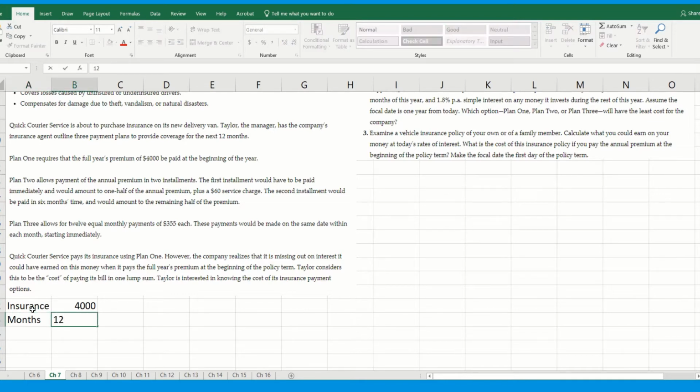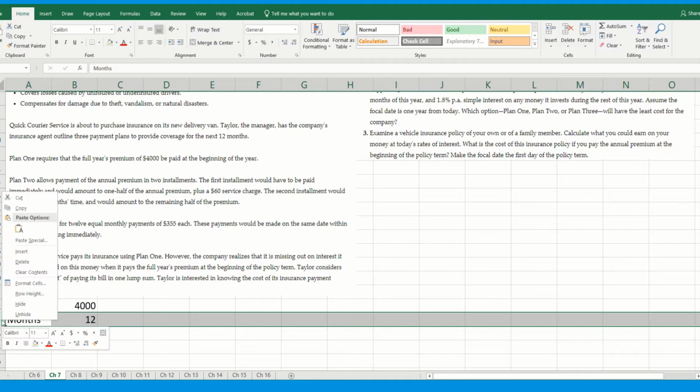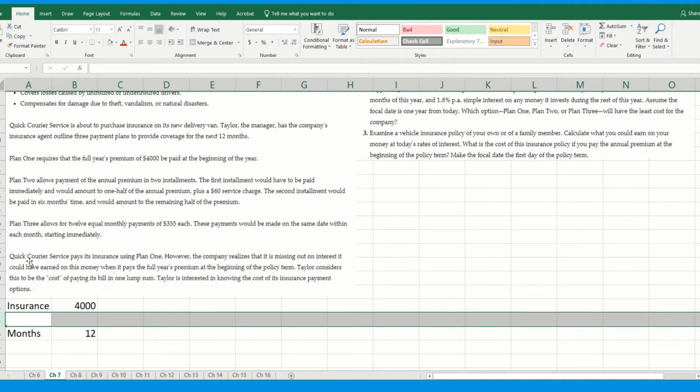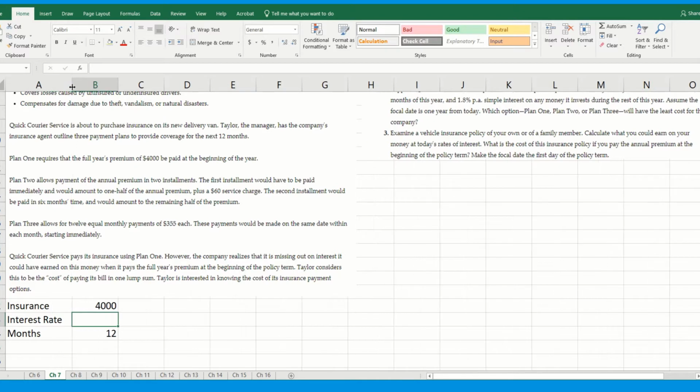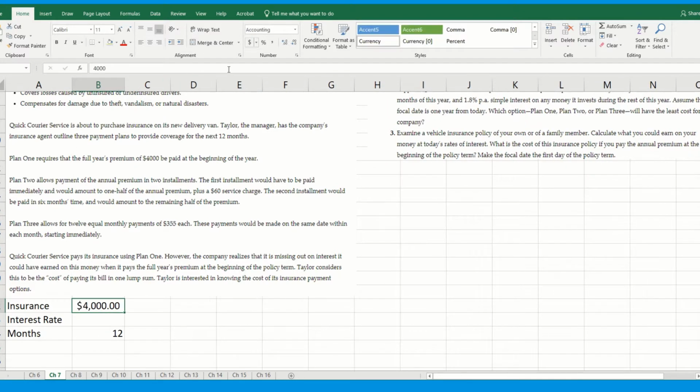And then we're going to be looking at some interest rates in here. So maybe I'll stick the interest rates before the month. I right-mouse-button click, insert a row, and put in interest rate, because I know they're going to ask me for an interest rate, but I'm leaving a gap there so that we can do that. So my insurance is $4,000. I'll just make that a dollar sign. And it's for 12 months.